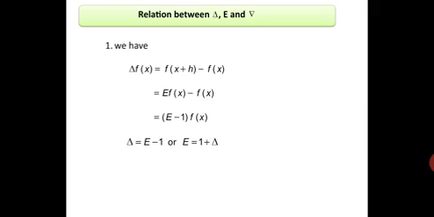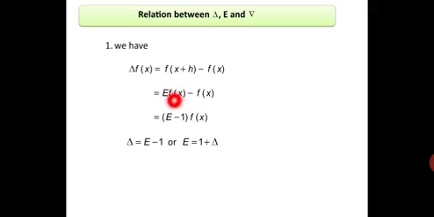Now we have a first relation, that is we have to show that delta is equal to E minus 1, or E is equal to 1 plus delta. Right? So now I will take the forward difference, that is I will consider delta of f of x is equal to, this is the definition of the forward difference, f of x plus h minus f of x. Right?